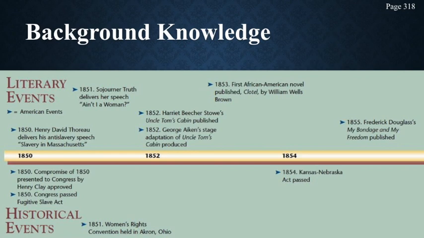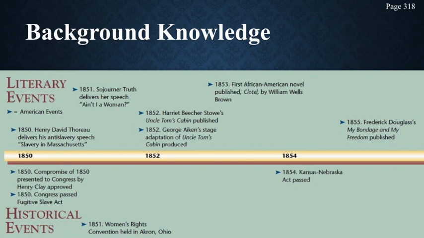The Compromise of 1850 presented to Congress by Henry Clay, and the Congress passed the Fugitive Slave Act. Those are actually the same thing. The Fugitive Slave Act was one of the compromises of 1850. And I want you to remember the Fugitive Slave Act.